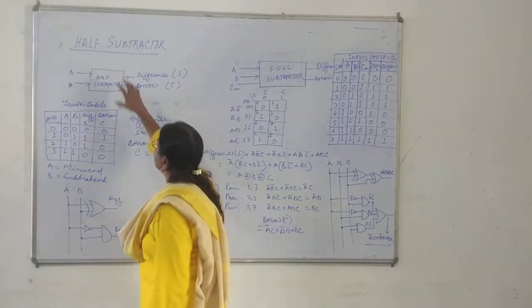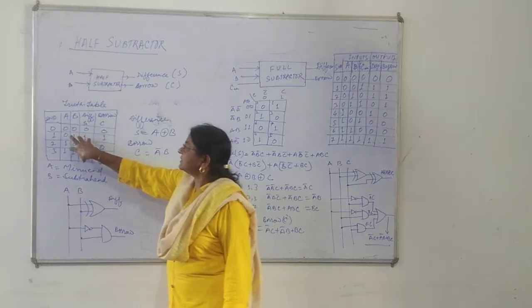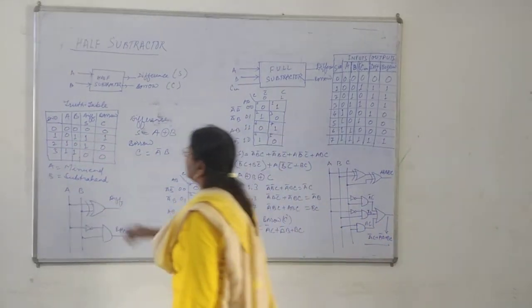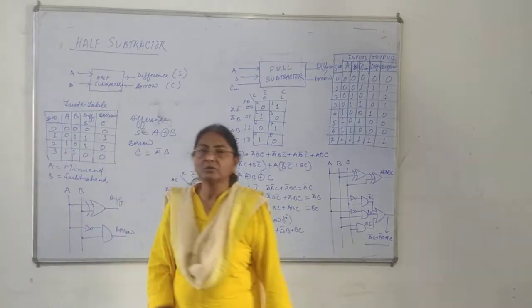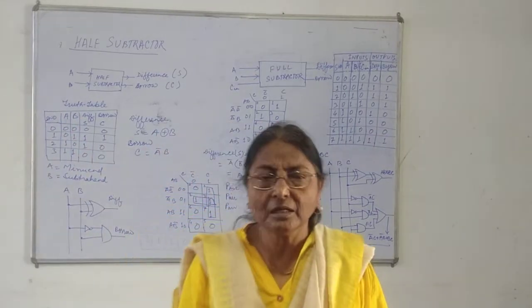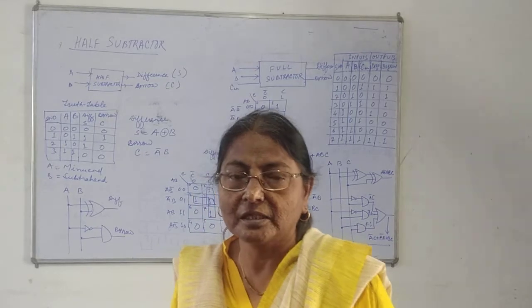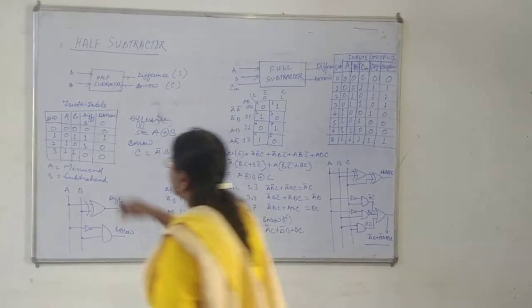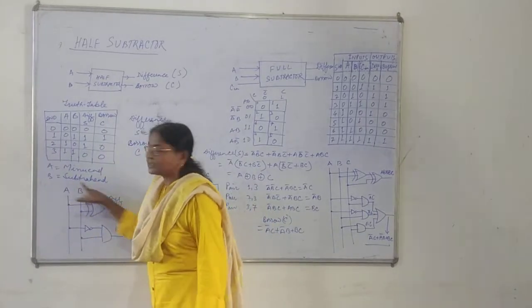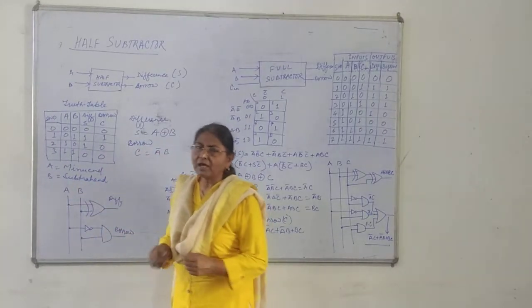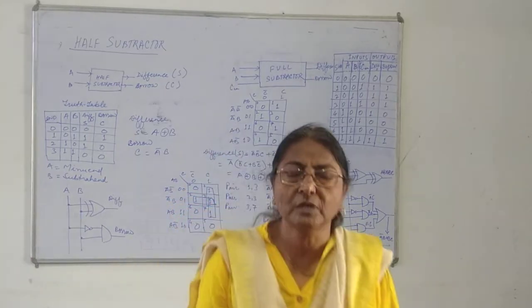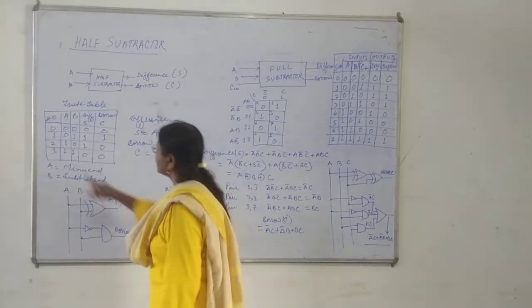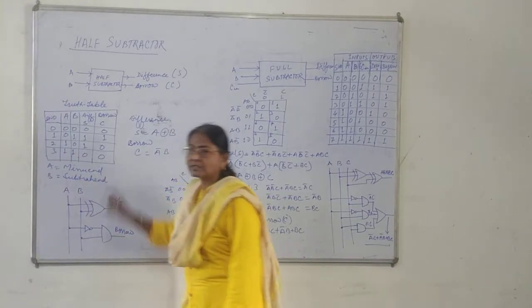For this I have given the truth table for half subtractor. In subtraction, one is called minuend and another is called subtrahend. The minuend is the data from which another data is subtracted. Here I have taken A as the minuend and B as the subtrahend. It means the B value will be subtracted from the A value. So here I have considered A as minuend and B as subtrahend.